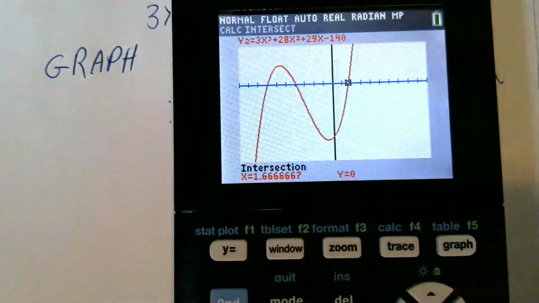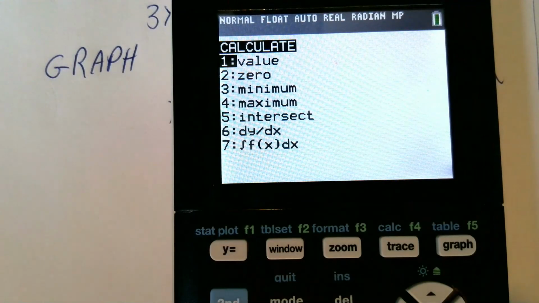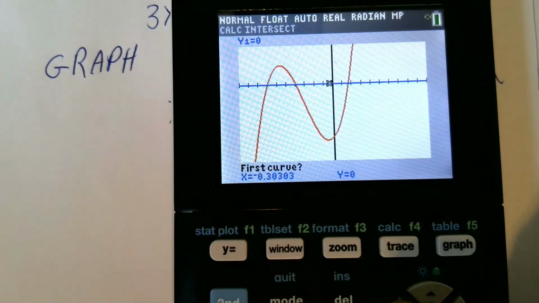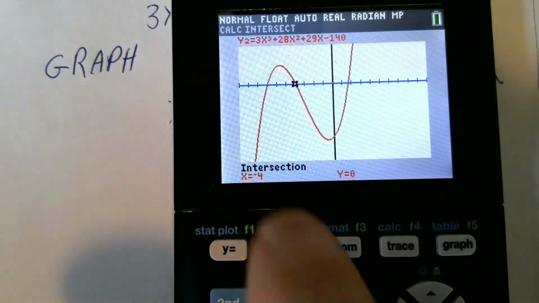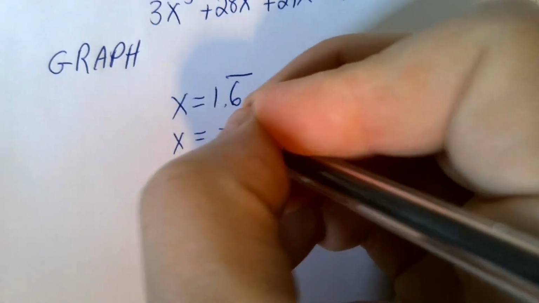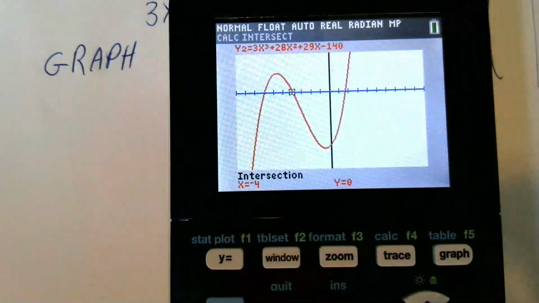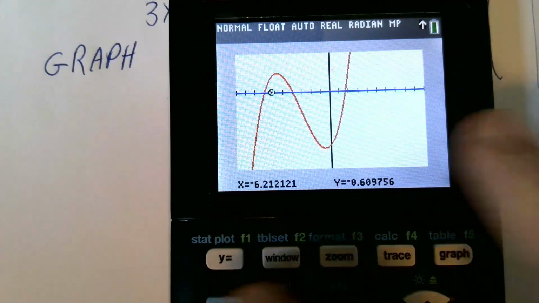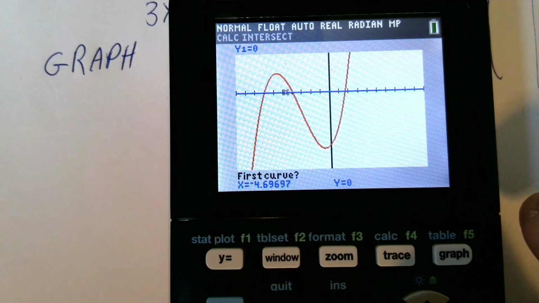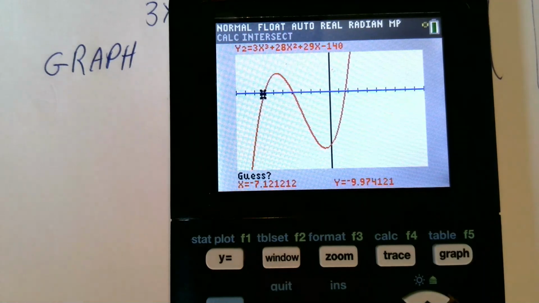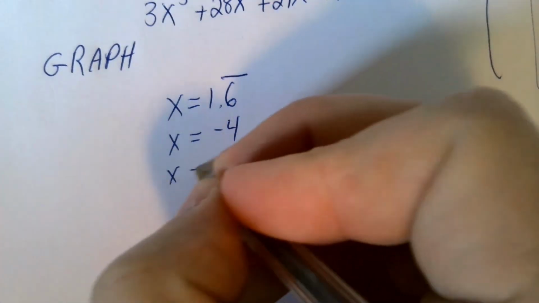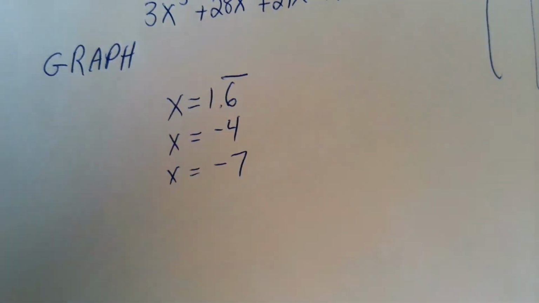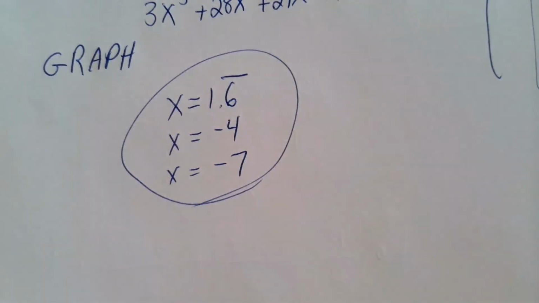Let's find one of these other ones. Second trace, number 5, intersection. Move your cursor closer to the other one. Enter. And what do I get? Negative 4. Awesome. So x is equal to negative 4. And one more time. Second trace, number 5, intersection. Move your cursor closer to the other point. Enter. Looks like negative 7. x equals negative 7. Yay! So those are my 3 possible solutions.